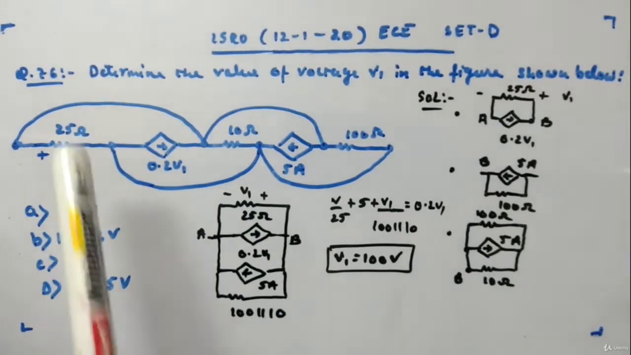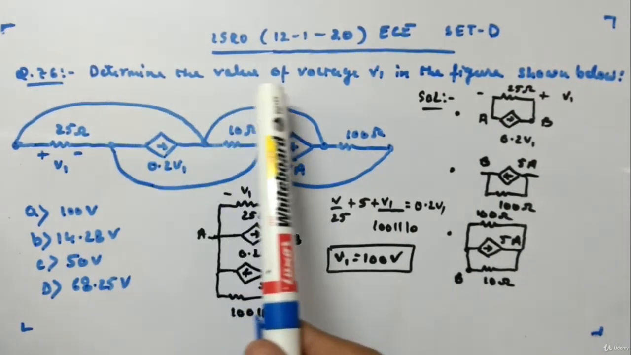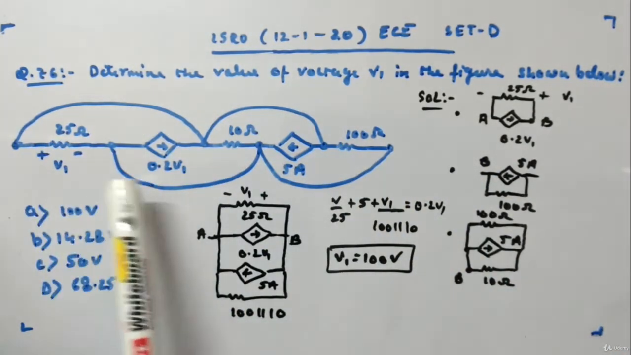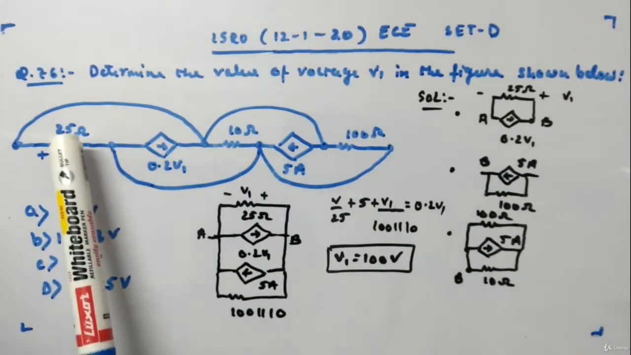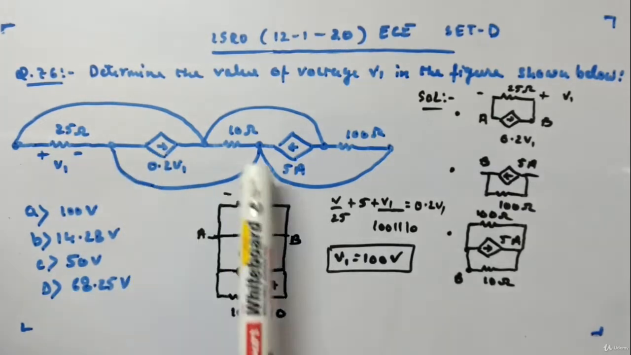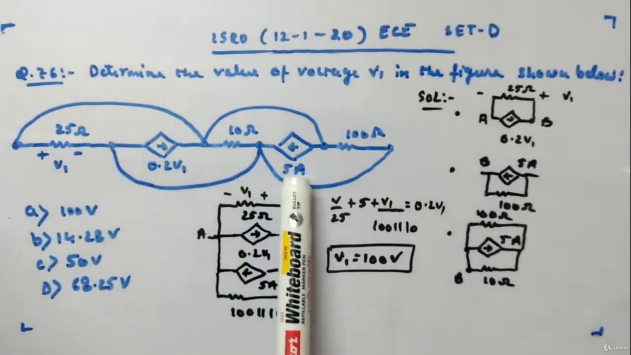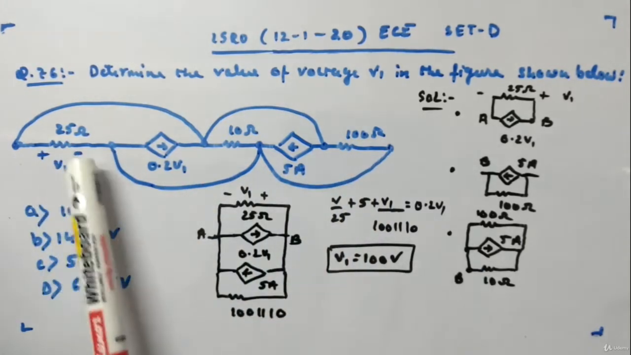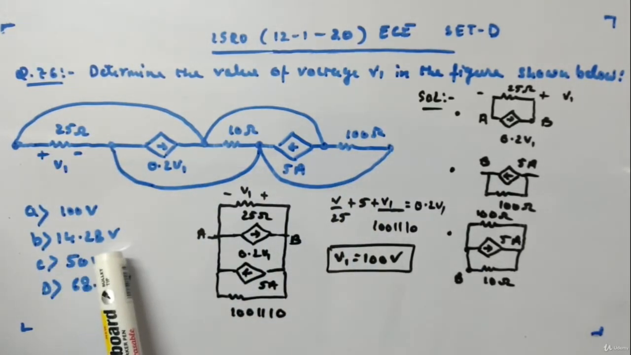Okay. So question 76. Determine the value of voltage V1 in the figure shown below. This is the figure given. So this V1 we have to find. 25 ohm, 0.2 V1 current, 10 ohm, 5 ampere current, 100 ohm. Okay. So we have to find this quantity. Options are 100 volt, 14.28 volt, 50 volt, 68.25 volt.